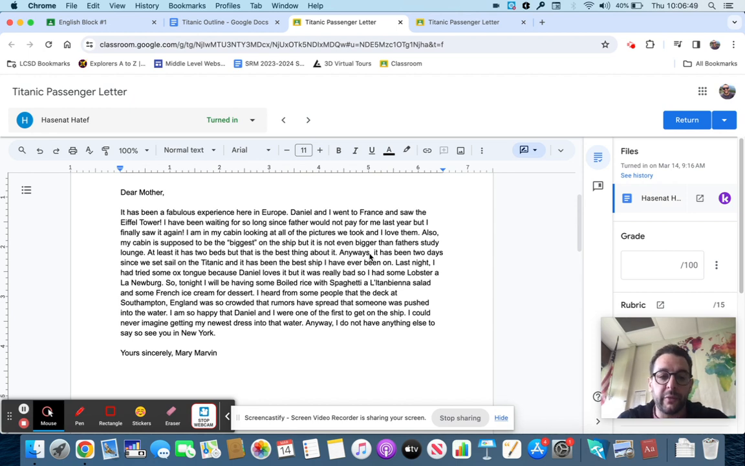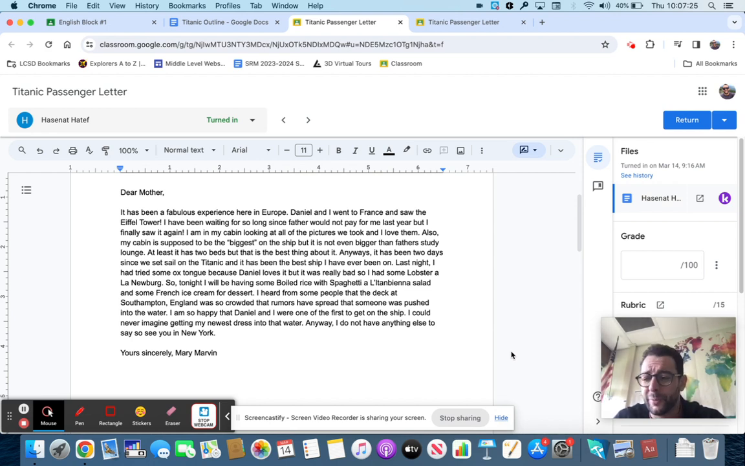At least it has two beds, but that's the best thing about it. Anyway, it's been 2 days since we set sail on the Titanic, and it's been the best ship I've ever been on. Last night I had tried some ox tongue because Daniel loves it, but it was really bad, so I had some lobster a la Newburgh. Tonight I'll be having some boiled rice with spaghetti a la Batiana, salad, and some French ice cream for dessert. I heard from some people that the deck at Southampton, England was so crowded that rumors have spread that someone was pushed into the water. I'm so happy that Daniel and I were one of the first to get on the ship. I can never imagine getting my new dress into that water. Anyway, I don't have anything else to say, so see you in New York.